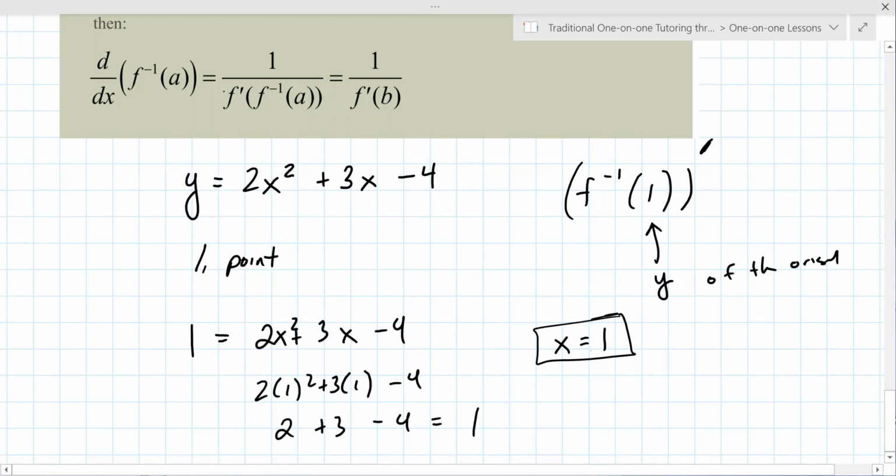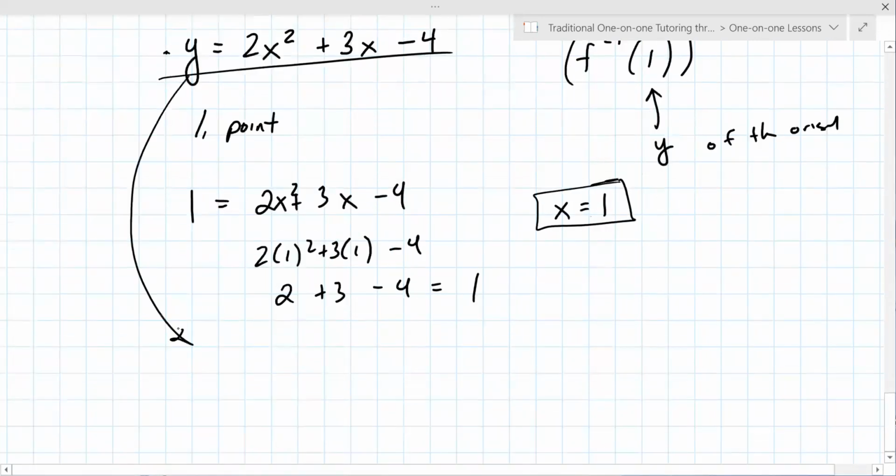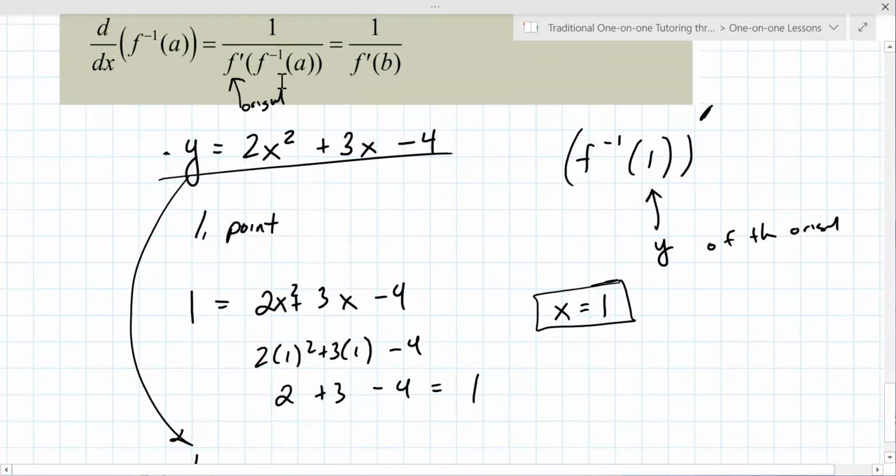Now, according to this definition up here, you need the derivative of the original. So you need to take the derivative of this. What is the derivative? That's 4x plus 3. Yes. And then you evaluate it at the value of a, which happens to be 1.